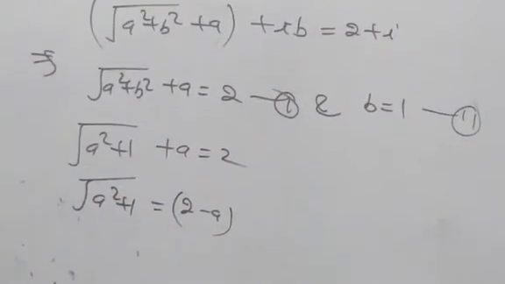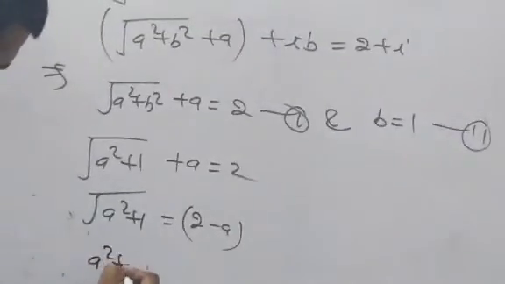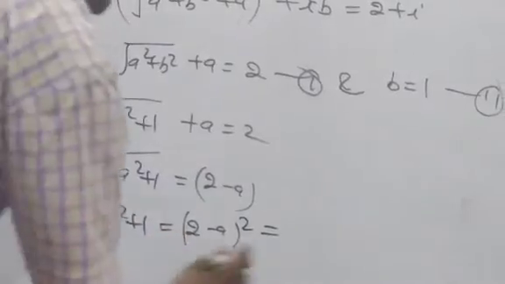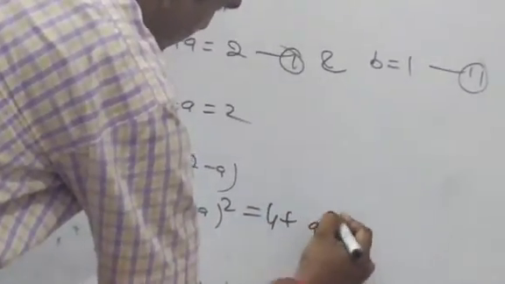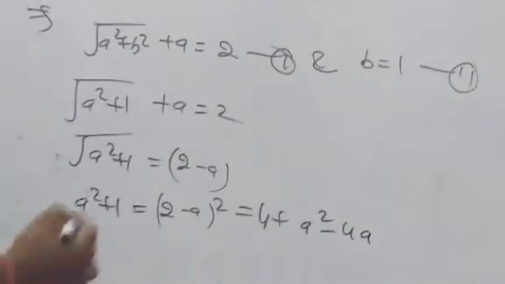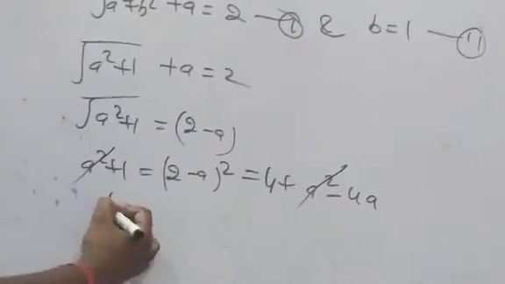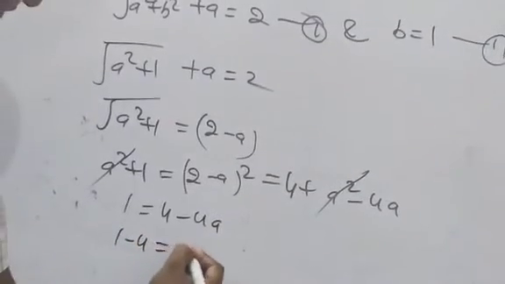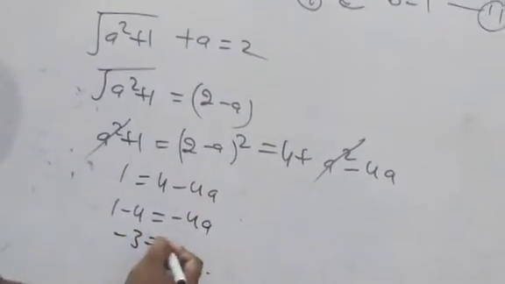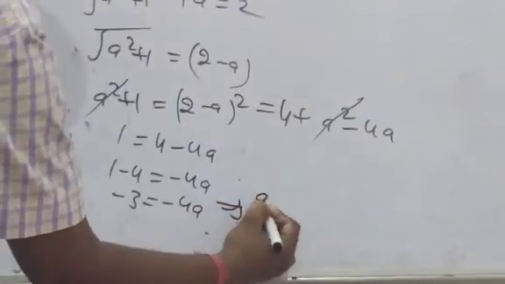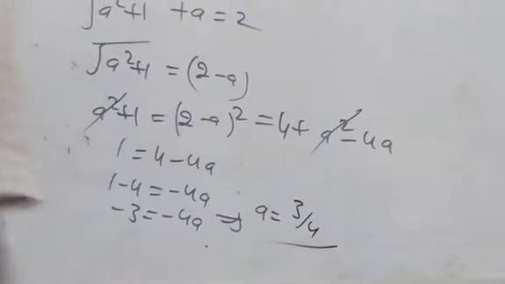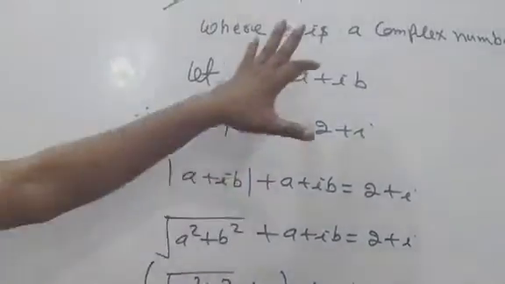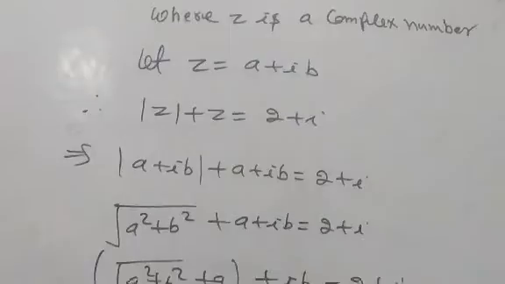Now squaring both sides. Therefore a square plus 1 is equal to 2 minus a whole square, that is 4 plus a square minus 4a. A square cancels, and 1 is equal to 4 minus 4a. 1 minus 4 is equal to minus 4a. Minus 3 is equal to minus 4a, that is a is equal to 3 by 4. Clear? In this way I have solved this equation and got a is equal to 3 by 4.